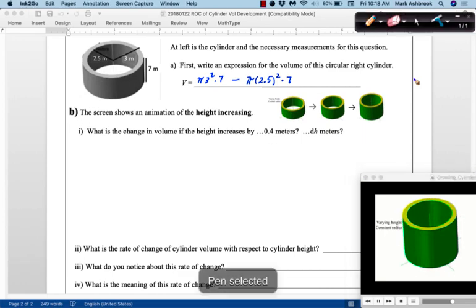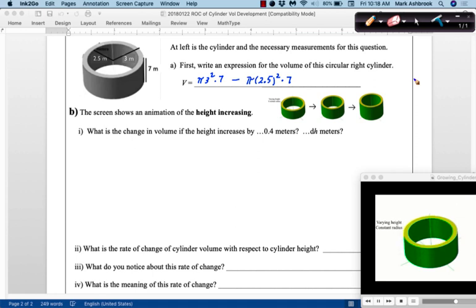Okay, I put the volume up there. What do you think? Is that what you put? Is that the volume of that cylinder?